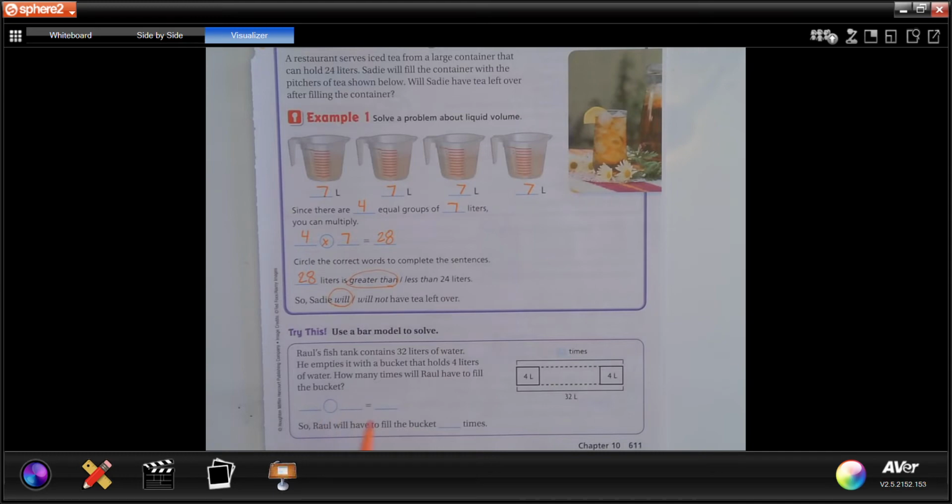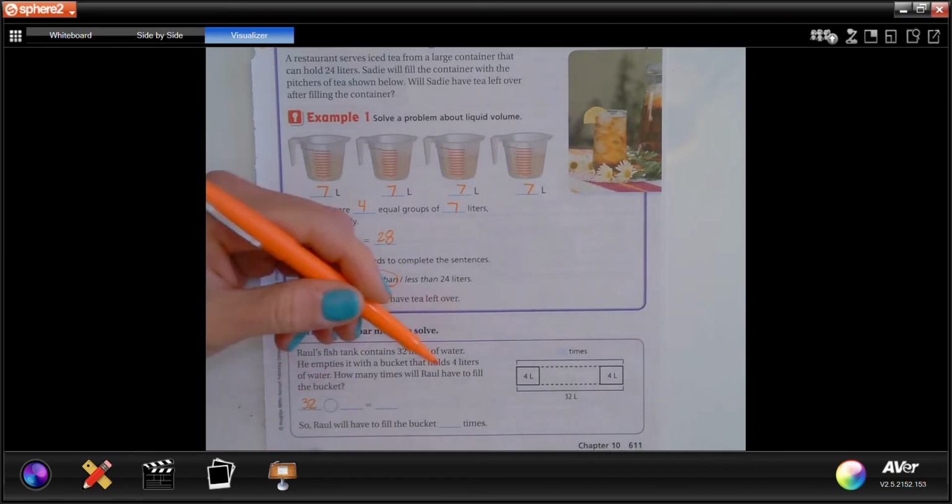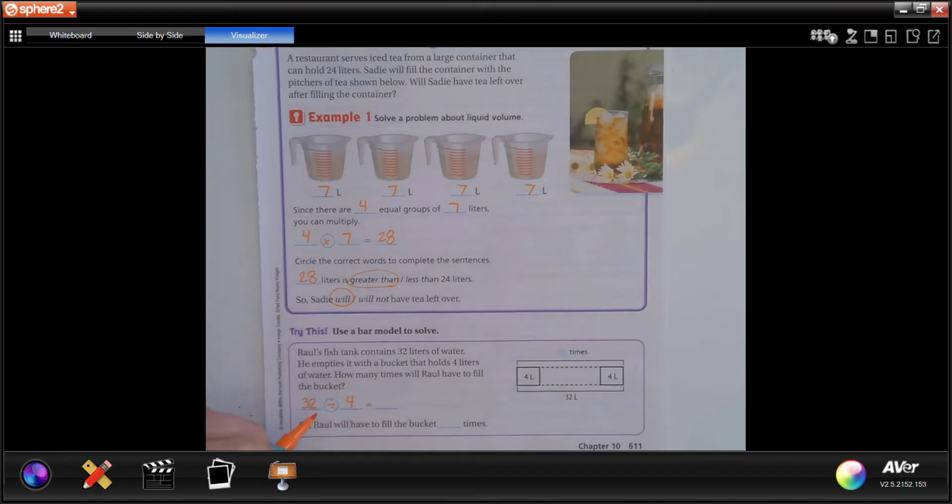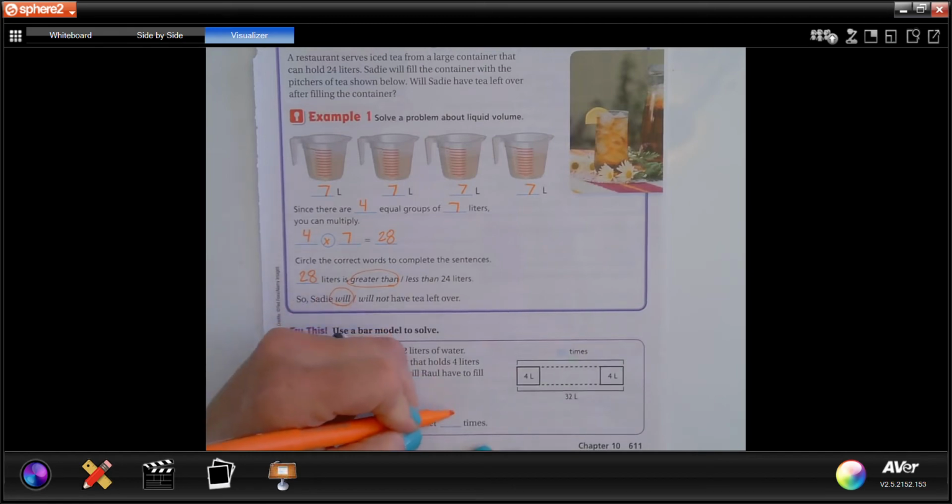Okay, so it shows us 32 liters of water and how to separate it into buckets of 4 liters. So we know he has a total of 32 liters, and he's emptying it 4 liters at a time. So we're going to divide that. The 32 divided by 4 is 8. So Raoul will have to fill the bucket 8 times.